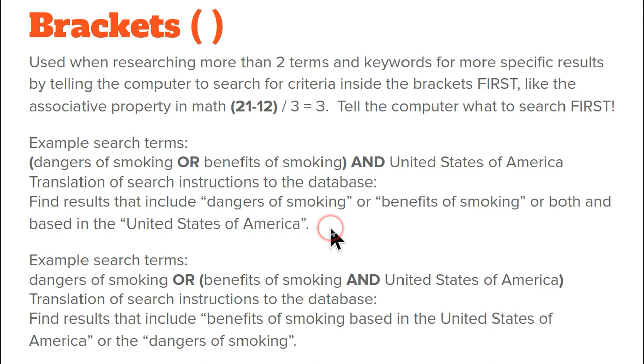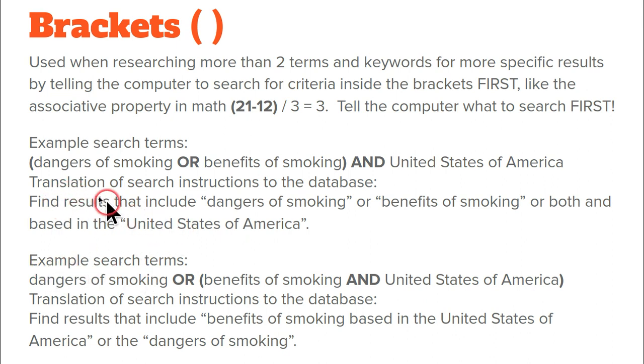Remember, in argumentative writing, you need to consider your audience. We are in the United States of America, not Asia, not Africa. Okay, so make sure you are specific in your search.